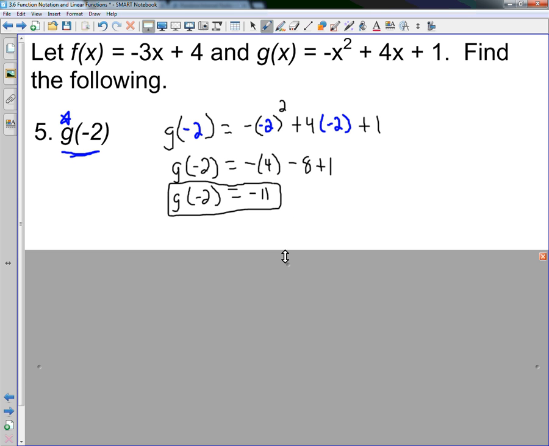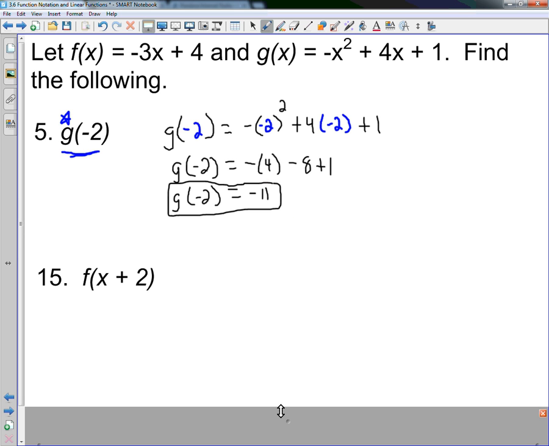Alright, let's look at another one. So this time we have f of x plus 2. So that tells me I am using the f function. So we have our f of x function up here. And we're going to take x plus 2, we're going to plug it in for x. So this is what it will look like.